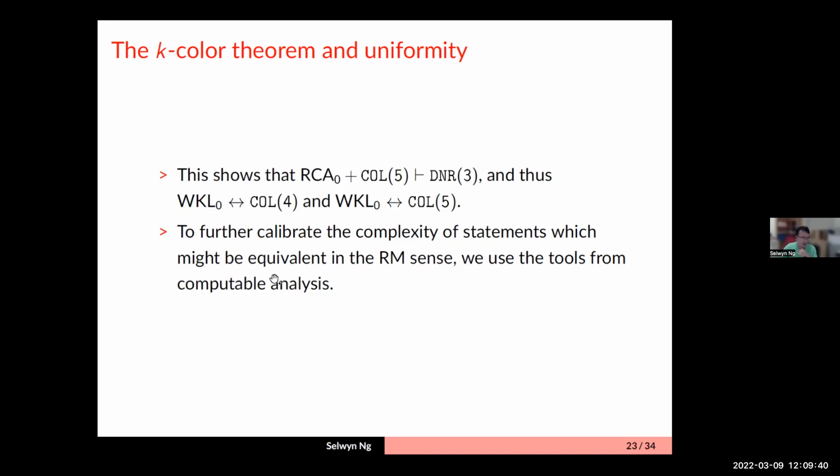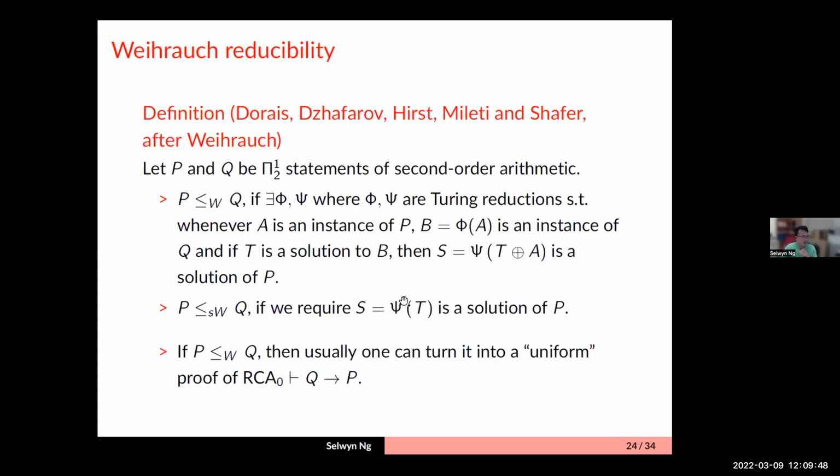So as per usual, if you want to calibrate the complexity of statements which are equivalent but have different proofs, we use the tools of computable analysis. This is suggested by this group of authors who use similar ideas and suggested this definition for statements of second order arithmetic. I think most people are familiar with these definitions.